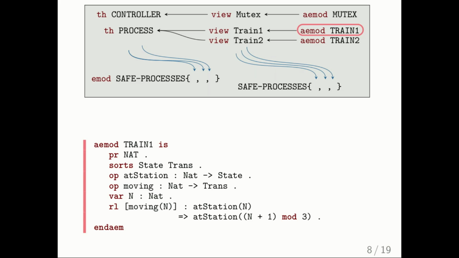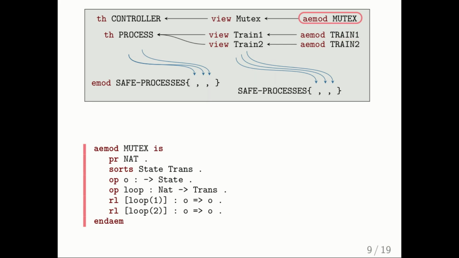This is the main difference between an egalitarian module, as we call them, and a standard one: rule labels. The keyword AE mod, by the way, stands for atomic egalitarian module, and it is a keyword we have invented. In the same way, this is a possible implementation of the mutex controller system with two rules, again with labels of sort trans, ground terms in this case.